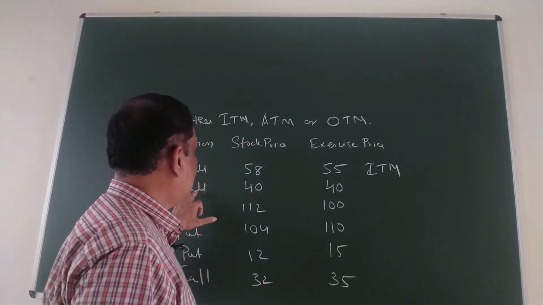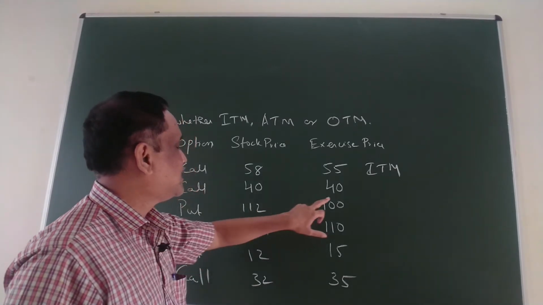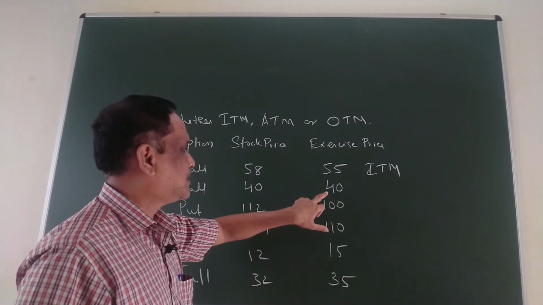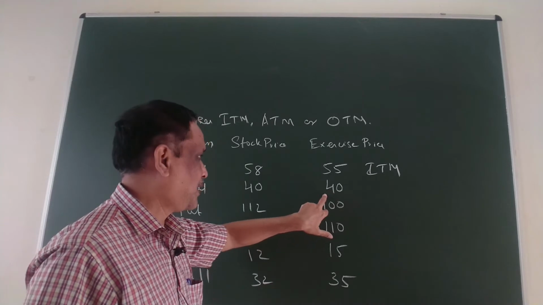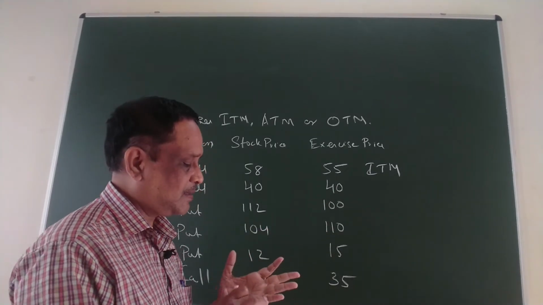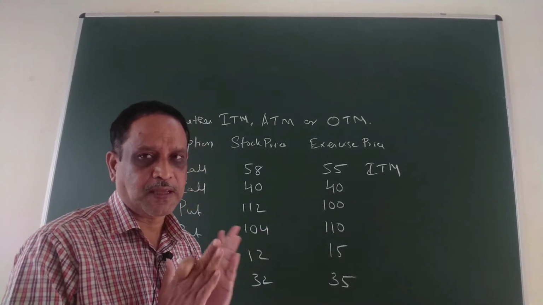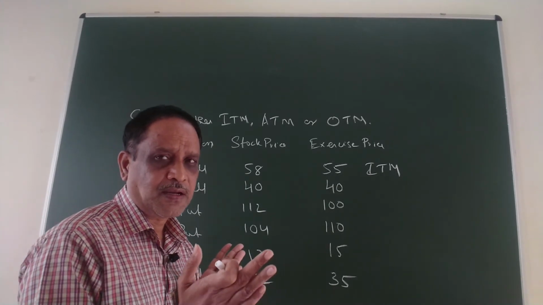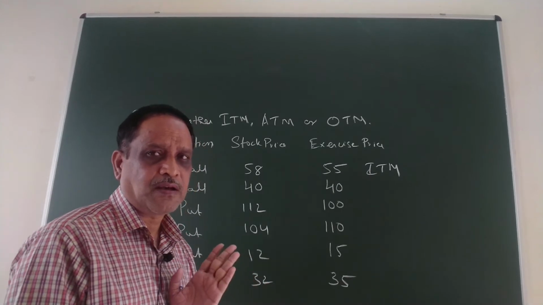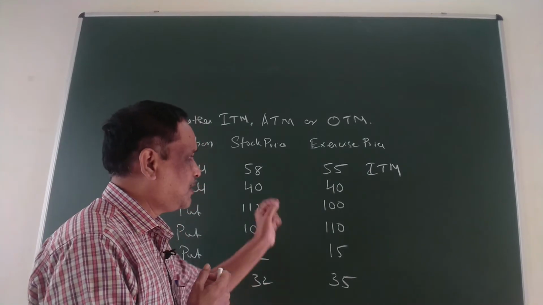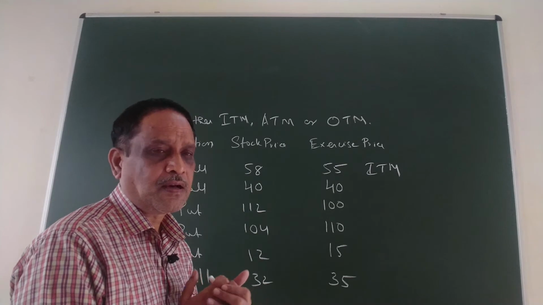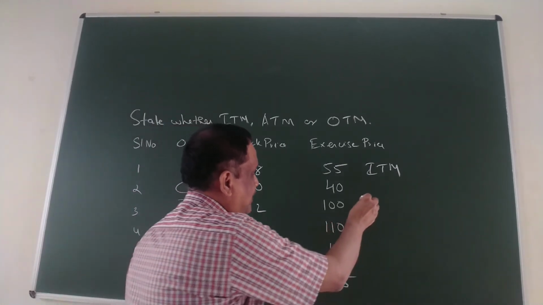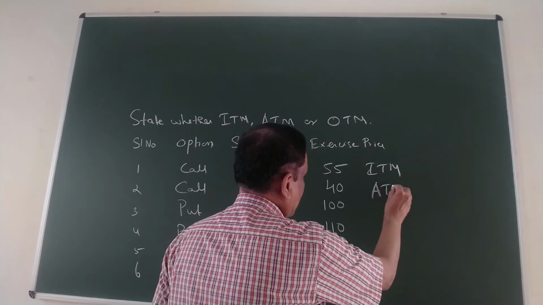Second case, call option, stock price is 40, exercise or strike price is 40. When the stock price and exercise price are both the same, a small change will lead to either out of the money or in the money. So this point is called an at the money option. So it is ATM.